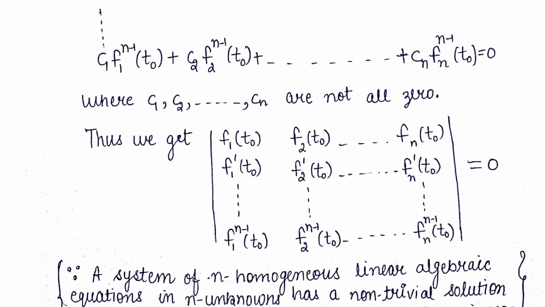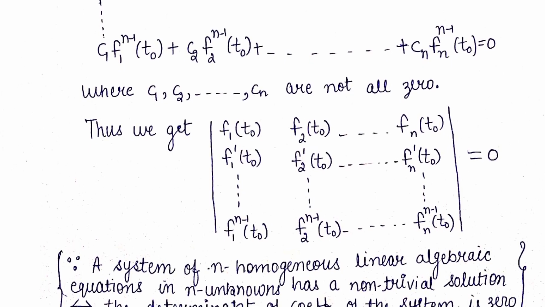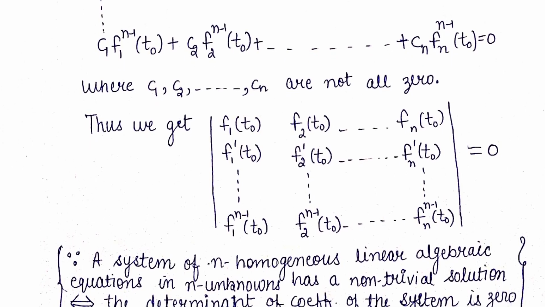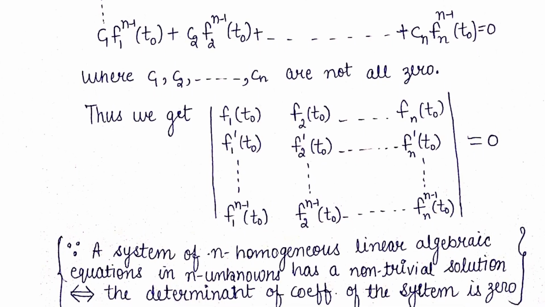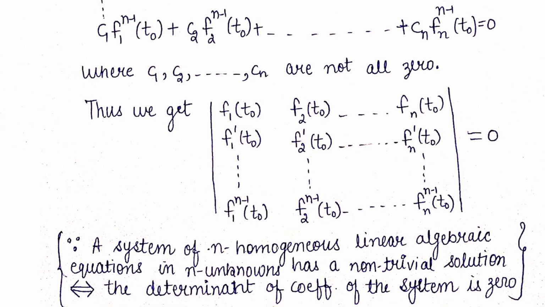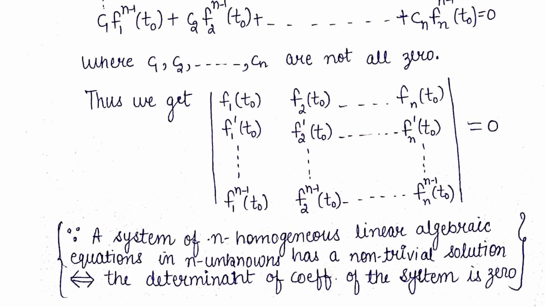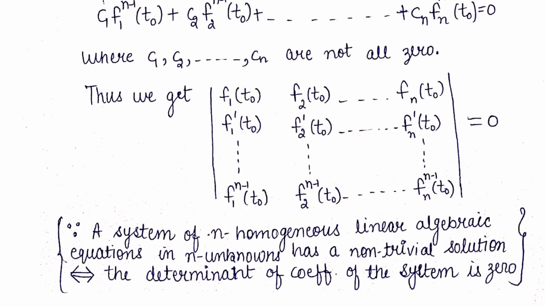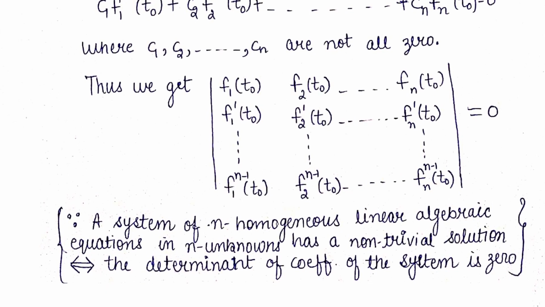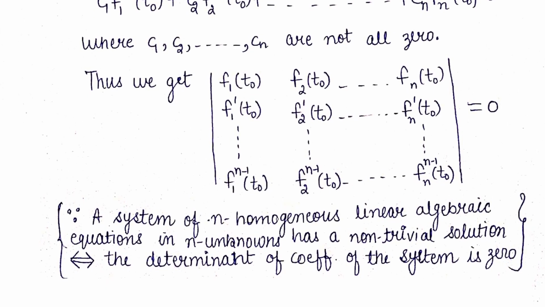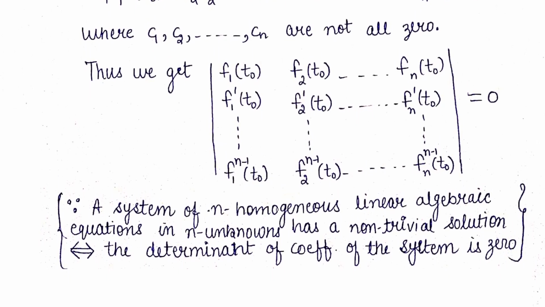So if you take the determinant of the matrix f1 t naught, f2 t naught, fn t naught, f1 dash t naught, f2 dash t naught, fn dash t naught, and f1 n minus 1 derivative t naught, f2 n minus 1 derivative t naught, fn n minus 1 derivative t naught, which is the coefficient matrix of the above system evaluated at t naught, this determinant must be 0 because C1, C2, Cn are not all 0.